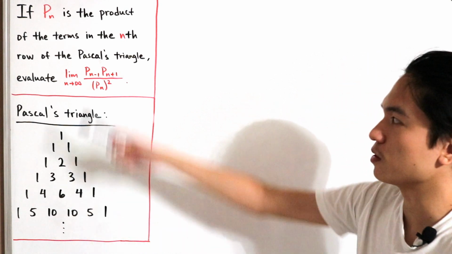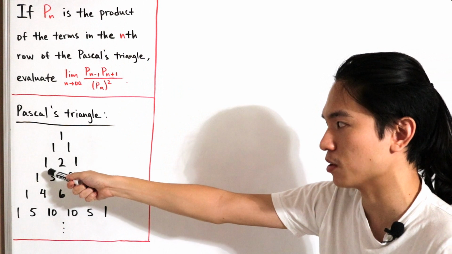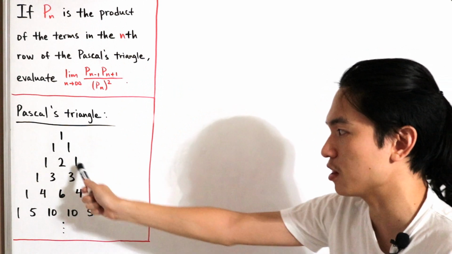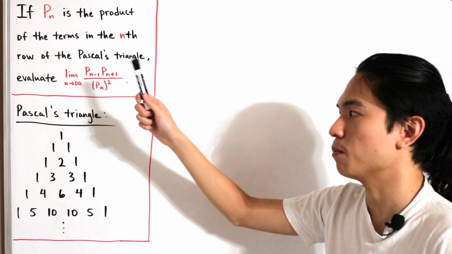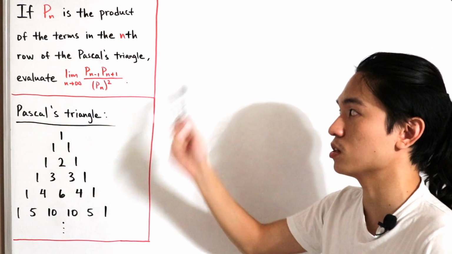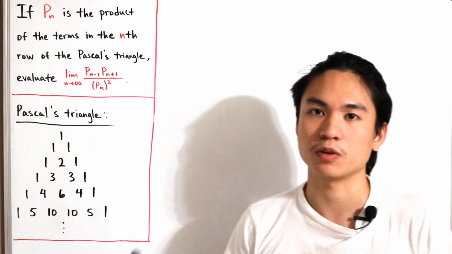And so, given Pascal's triangle, P sub n is the product. In other words, we want to calculate the product of the nth row. So what would that be if we put this in terms of the limit: P sub n minus 1 times P sub n plus 1, divided by P sub n squared. And so that's pretty much the gist.